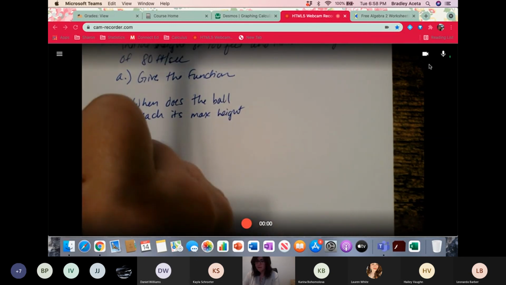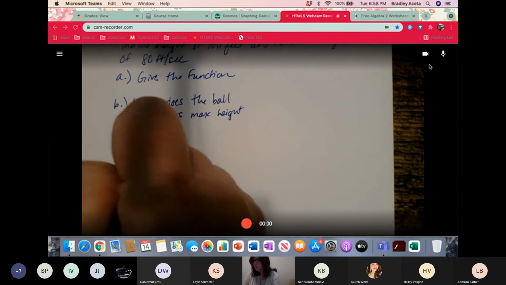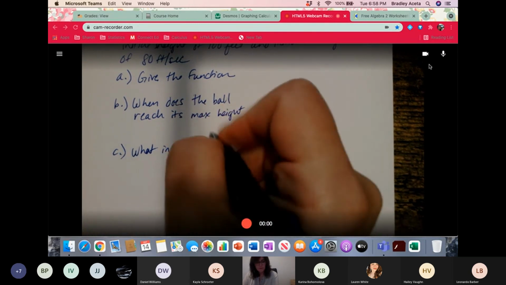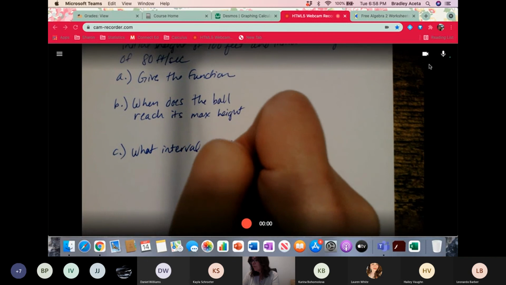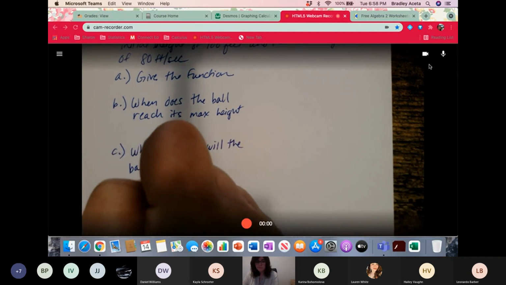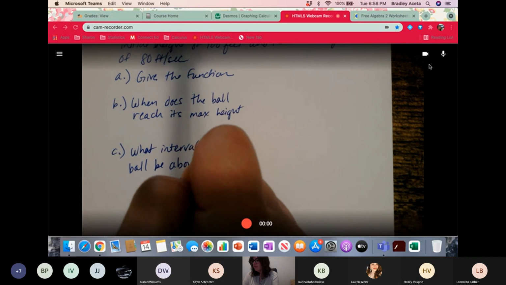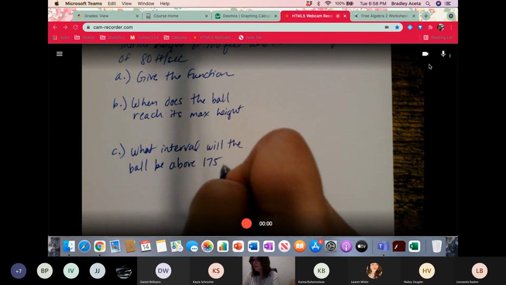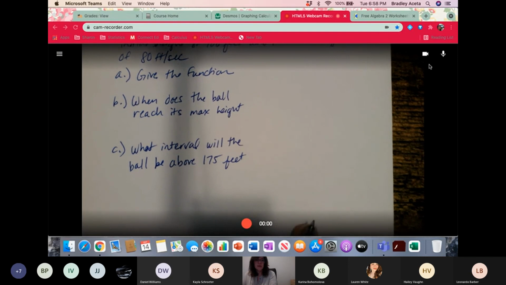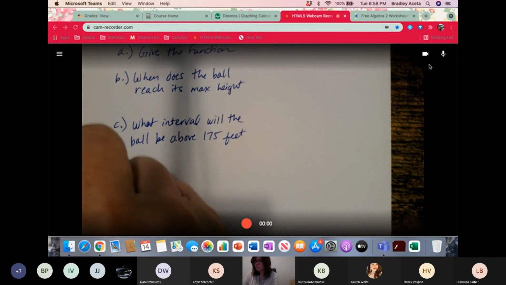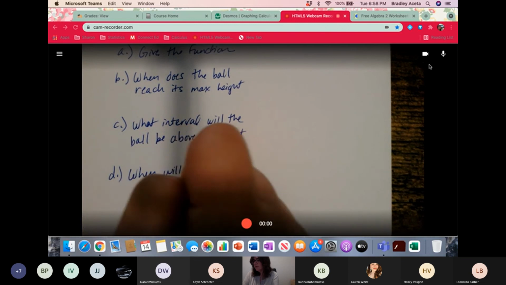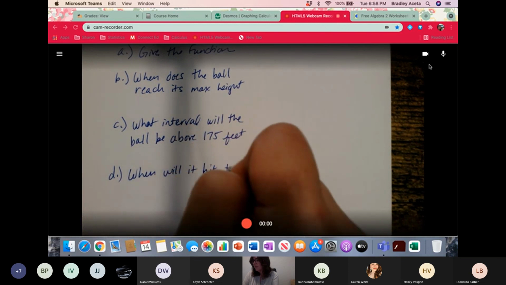Part C, what interval will the ball be above 175 feet? And then one more question. When will it hit the ground?